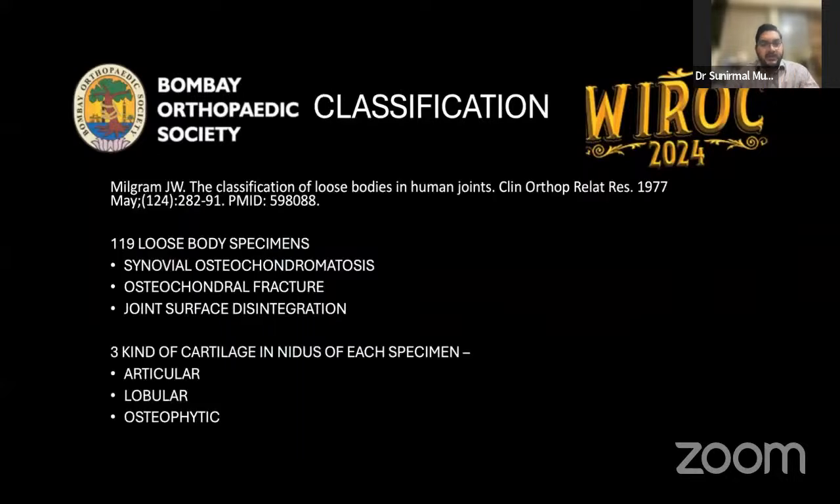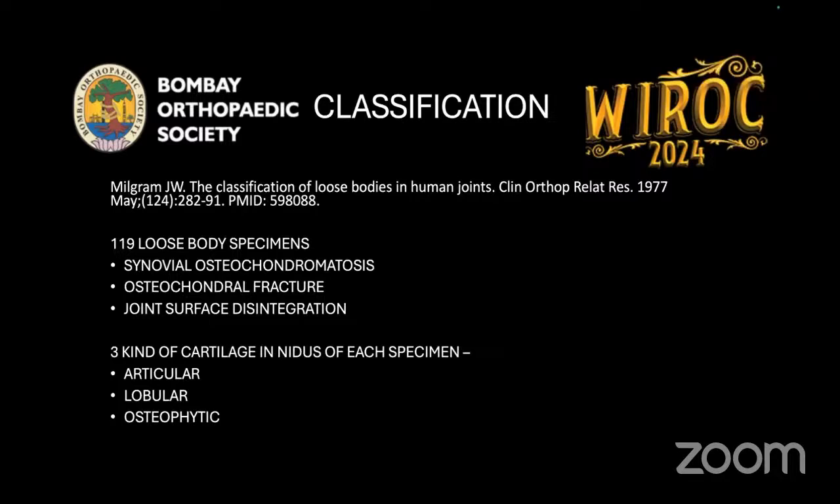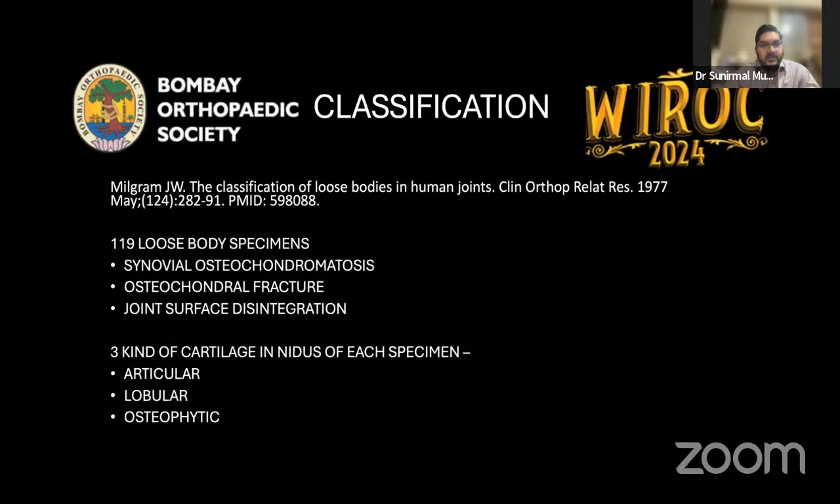I even had to read up, because normally we don't discuss loose bodies very frequently, and I had never read much about loose bodies. So I found out that Dr. Milgram in 1977 had done a study of histologic examination of 119 different loose body specimens. Dr. Milgram found three main causes: one is synovial osteochondromatosis, one is osteochondral fracture, and the third one is joint surface disintegration.